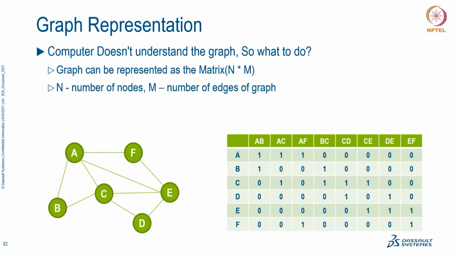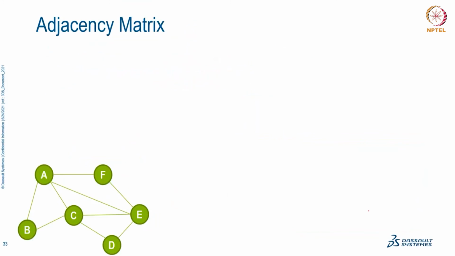So consider these nodes here, A, B, C, D, E, and F. We have these nodes and the edges between them: A-B, B-C, A-C, A-E, A-F. All these edges are mentioned in the columns, and wherever there is an edge between those two nodes, we'll have a particular value there. If an edge is present, we'll have 1. If an edge is not present, we'll have 0. So this graph can be represented as this particular matrix in the computer. This is the adjacency matrix form, where the graph can be efficiently described in matrix form.